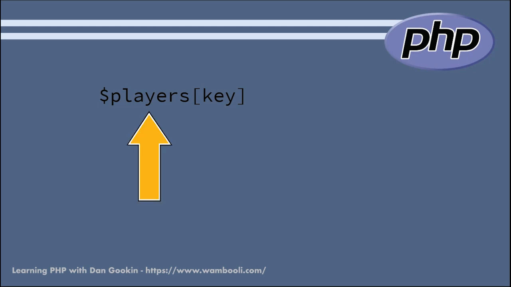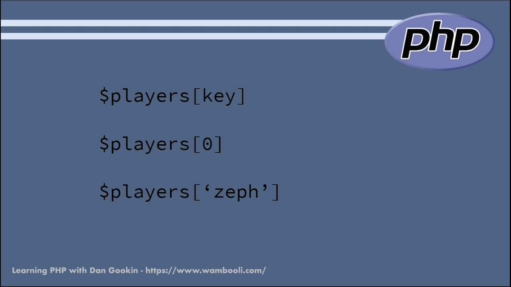The name of the array, remember it's a single variable, then in square brackets, list the key. If the key is a number, it looks like this. 0 is the first element of the array. If the key is a string, it looks like this, enclosed in single quotes.